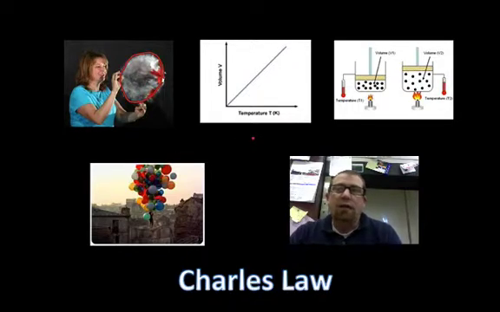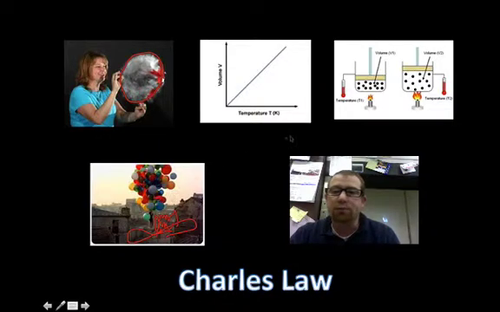Charles' law says that for a fixed amount of gas, the volume of gas increases as its temperature increases. So here's our volume of gas, and as we increase the temperature, the volume of the gas increases. If we put a fire underneath these balloons, it's going to heat them up, and as they heat up, the volume inside of those balloons of air is going to continue to increase until eventually it overcomes the rubber and pops those balloons.